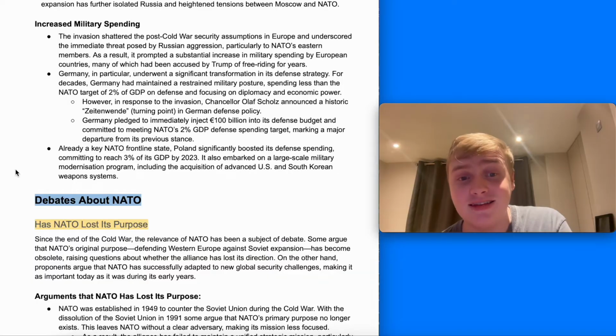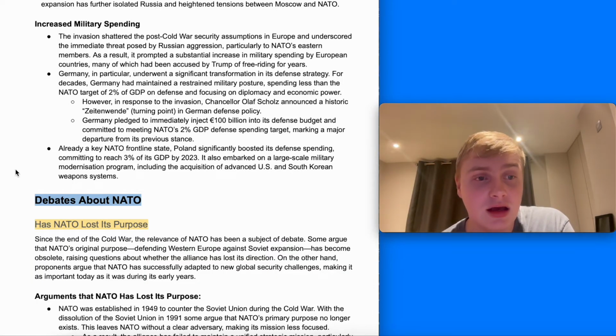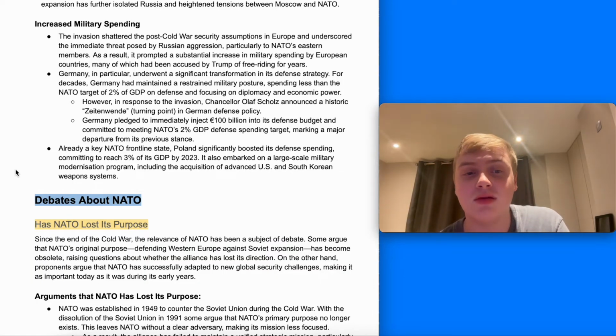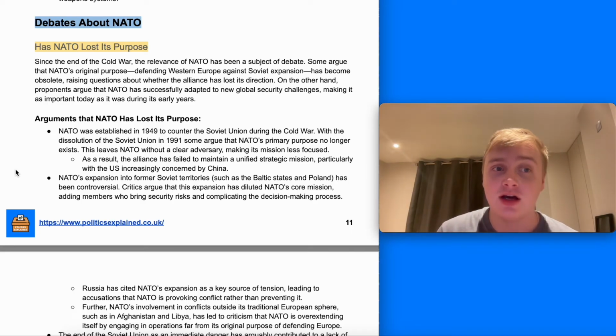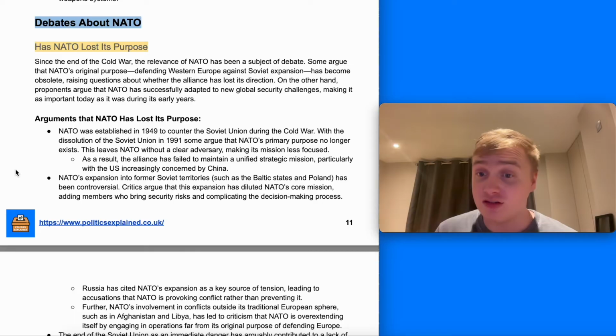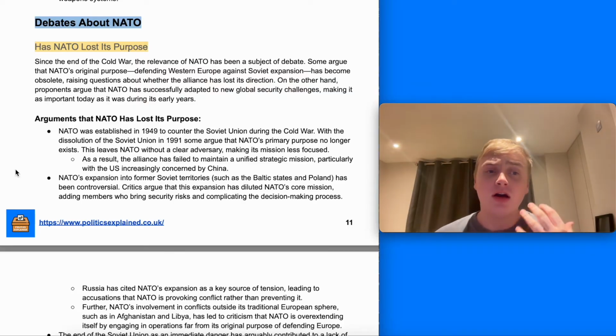Poland, again, significantly bolstered its defence spending, committing to reaching 3% of GDP by 2023, whilst embarking on a large-scale military modernisation programme. The final thing we're going to have a look at then are two key debates about NATO, with the first being whether NATO has lost its purpose, and the second being whether NATO is still effective, and they're of course also linked together. So, first looking at the debate over whether NATO has lost its purpose.